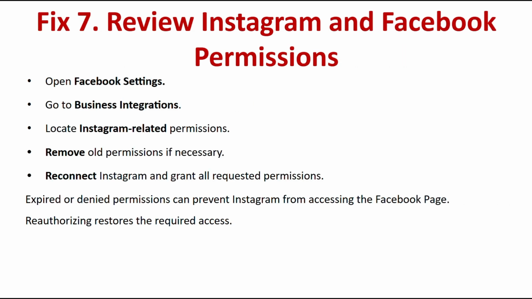Fix 7. Review Instagram and Facebook permissions. Open Facebook settings and go to business integrations. Now locate Instagram related permissions. Remove all permissions if necessary and reconnect Instagram and grant all requested permissions. As expired or denied permissions can prevent Instagram from accessing the Facebook page, reauthorizing restores the required access.